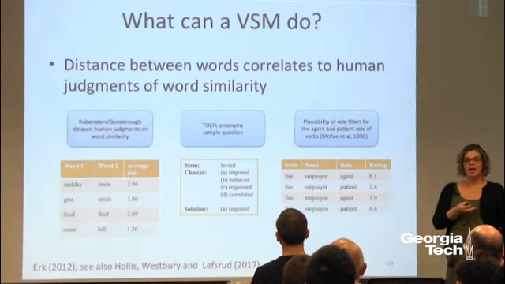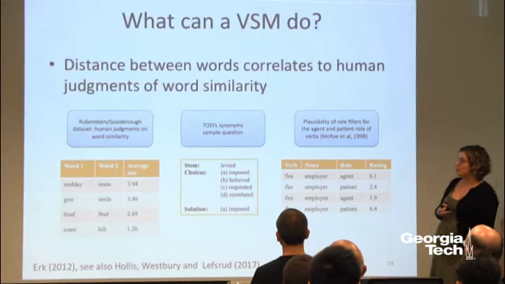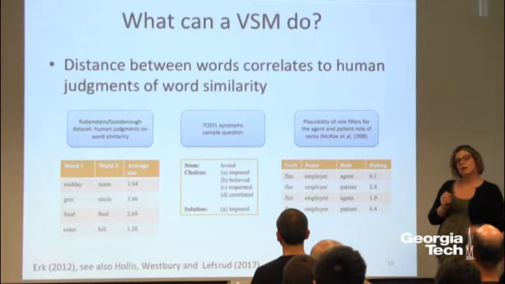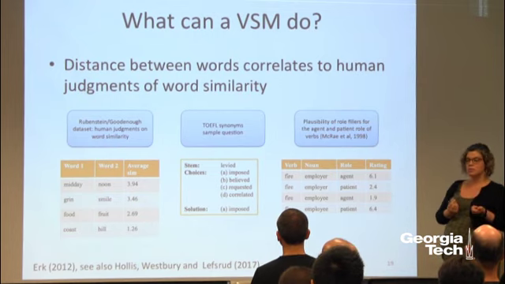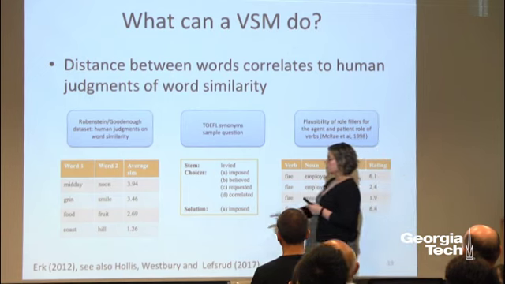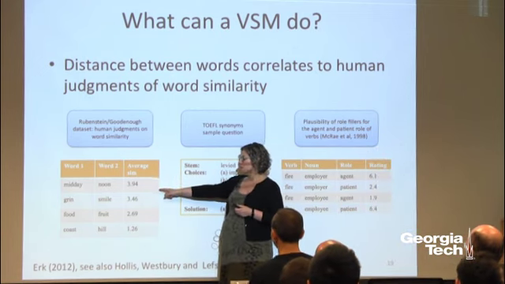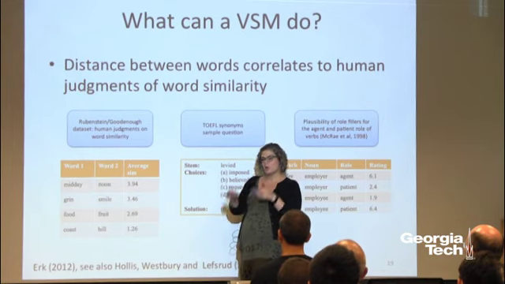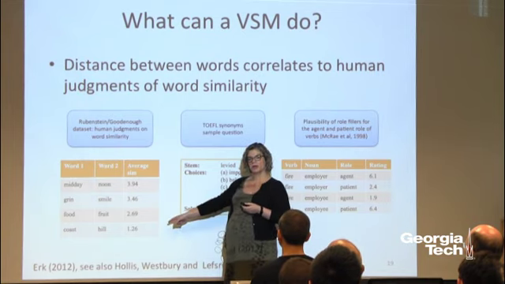So VSMs are kind of remarkable. They can do a lot of different tasks. They can approximate human judgments of word similarity. So if you ask a person to judge, say, midday and noon, how similar are they? They might give it a very high score, 3.94. And the distances between those words in the vector space will correlate with these human judgments of word similarity.